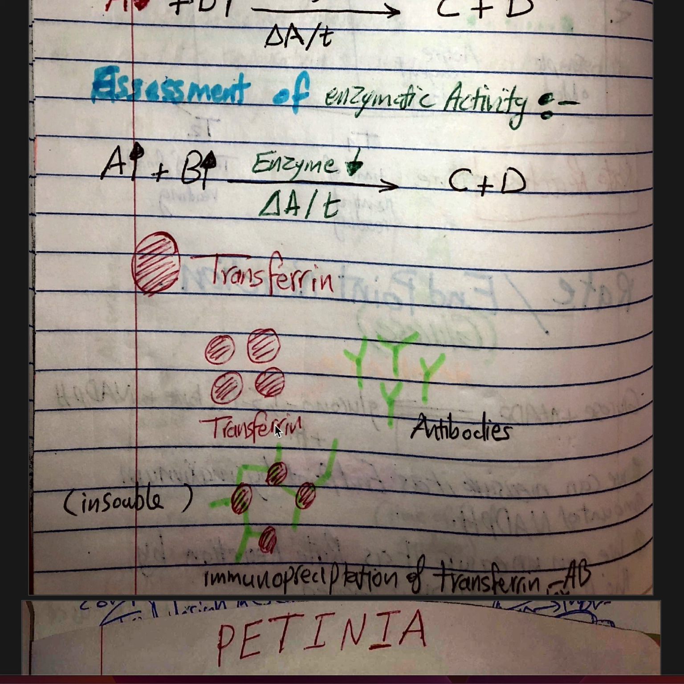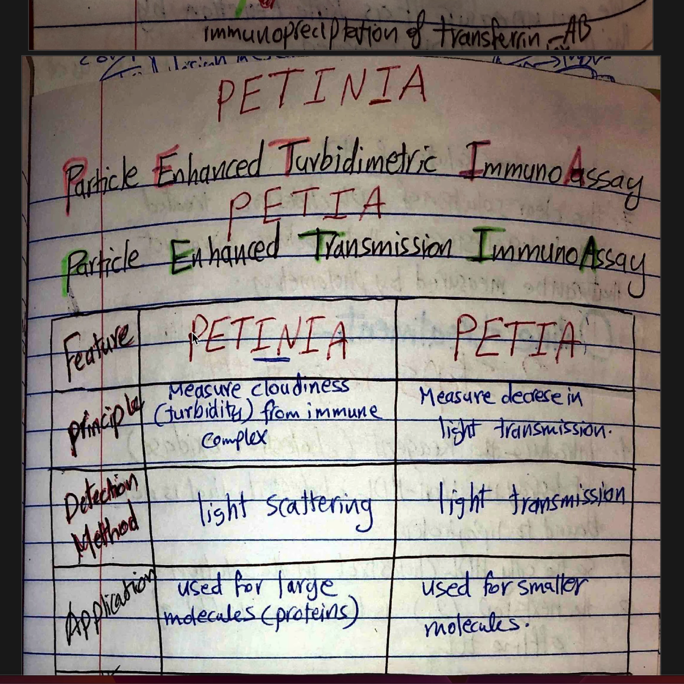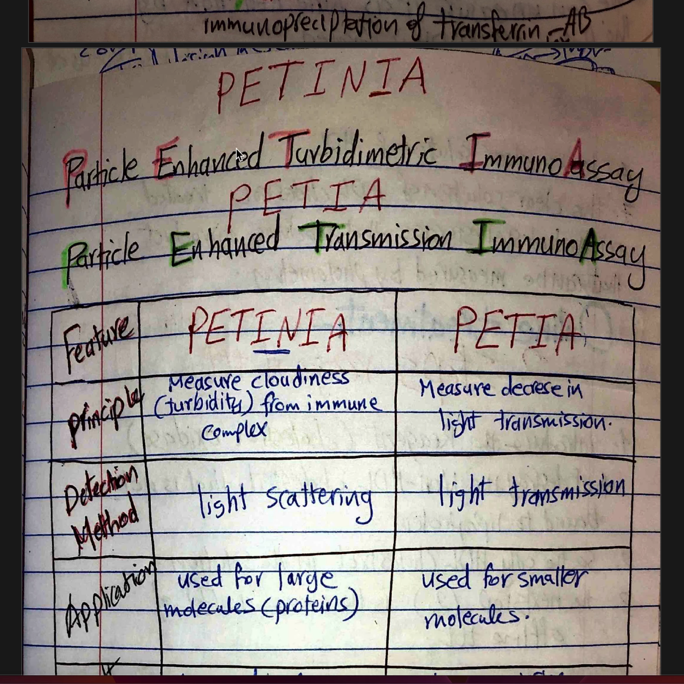So we have a transferrin, we have also antibodies, and when they bind to each other, they make a complex which makes them insoluble. And then I will talk about other things, like this chapter is full of things that are not related to each other, I can say sadly that.